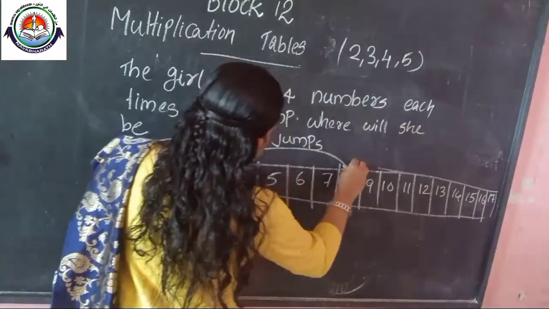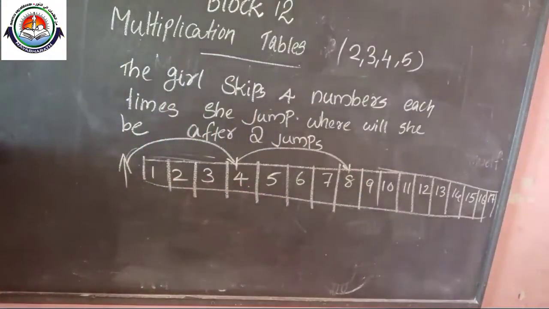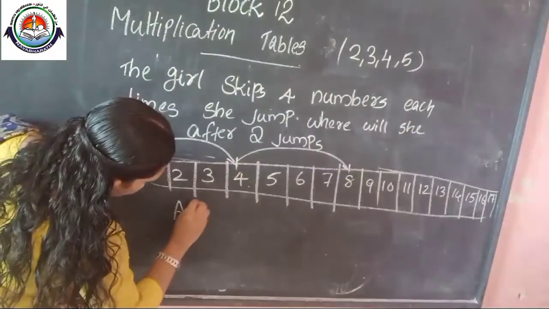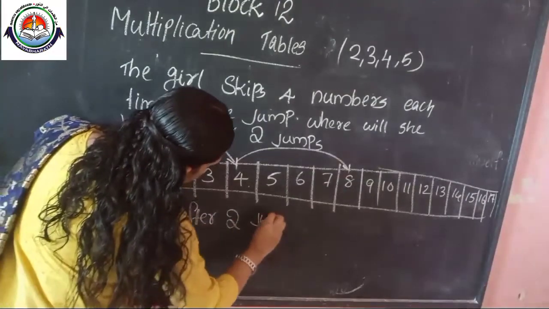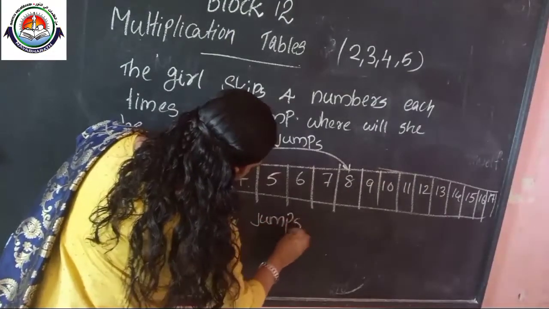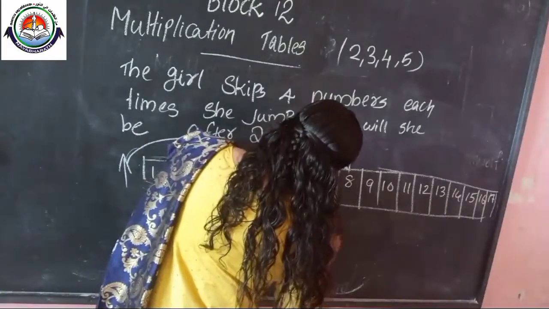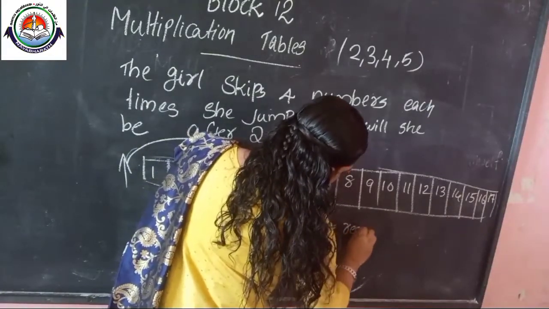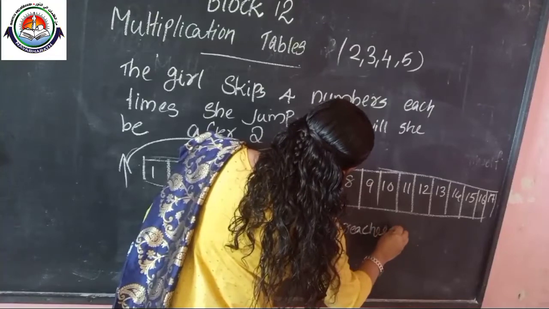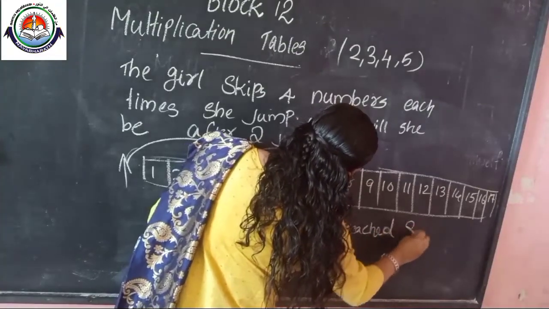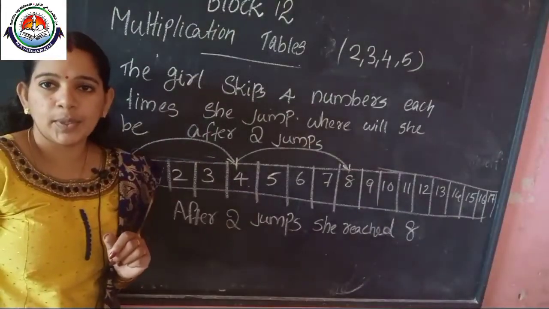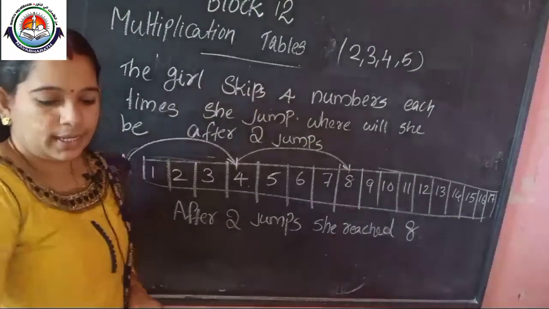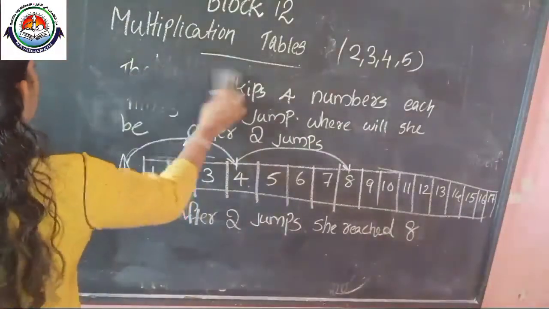She reached 8. So after 2 jumps, you write, after 2 jumps, she reached the number 8. It's clear? Okay. The next question.